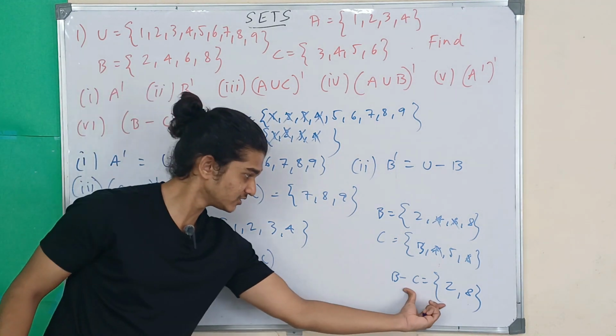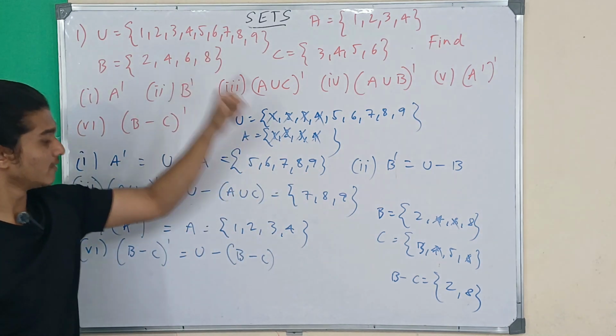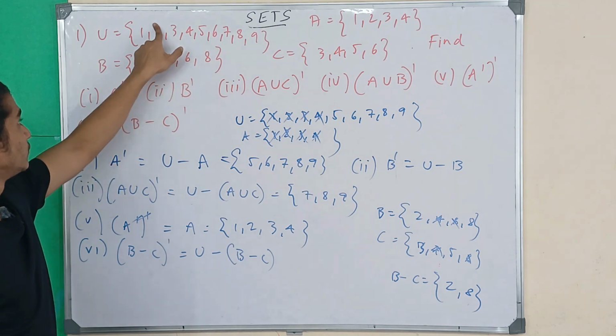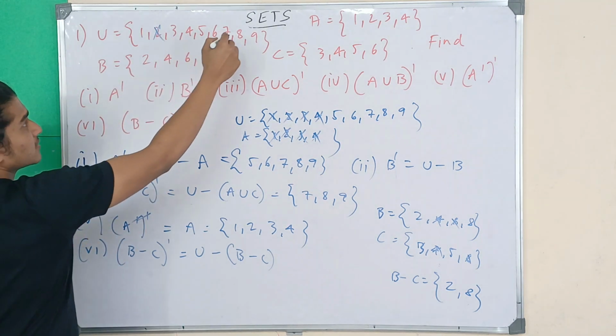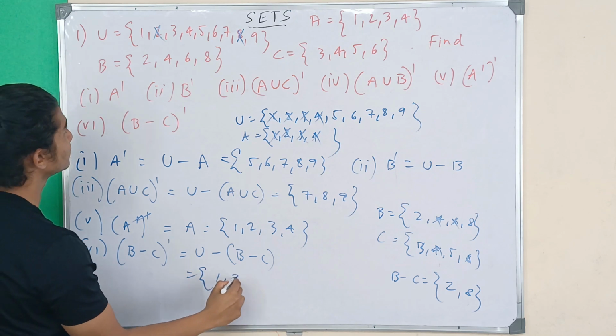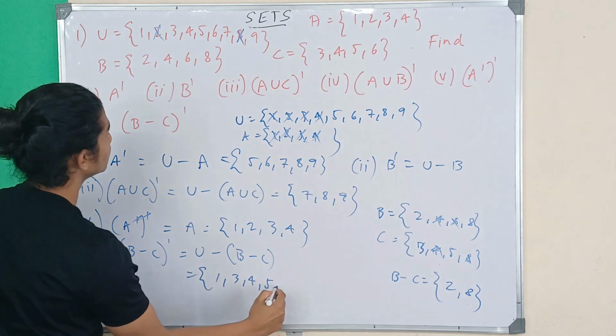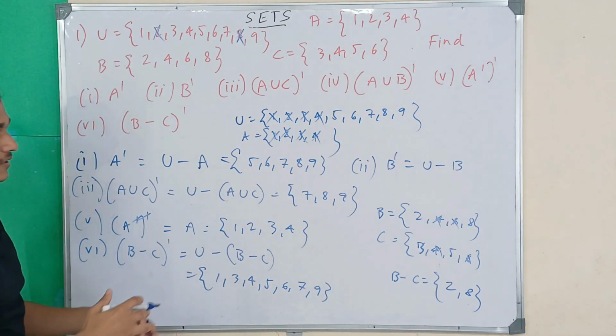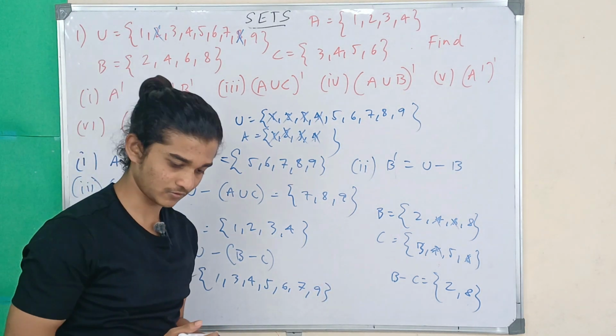Then we are supposed to take the universal set minus this set. So what are the common elements? 2, 8. So cancel 2 and cancel 8, and the rest of the elements write over here, which is 1, 3, 4, 5, 6, 7, 9. So this is the answer for the last one. I hope you guys have a good idea of how this works.